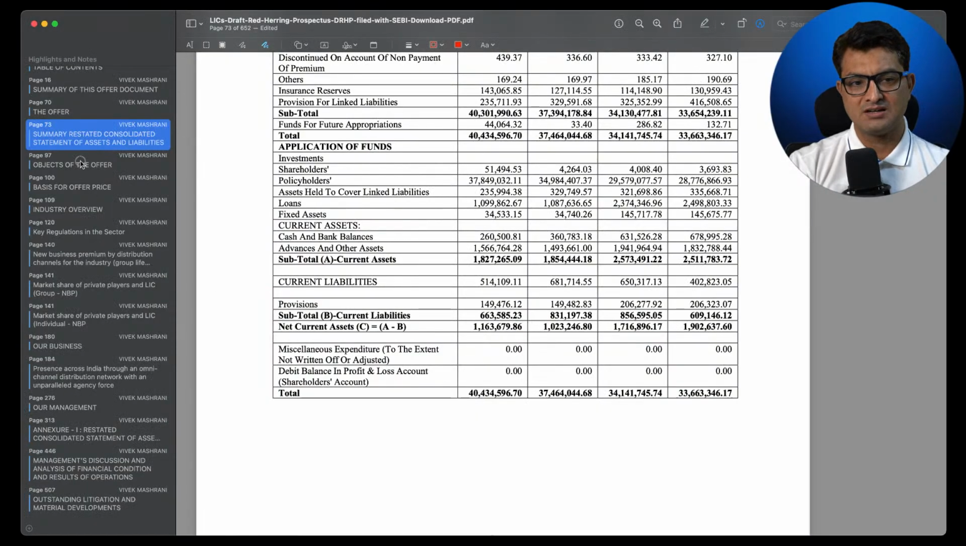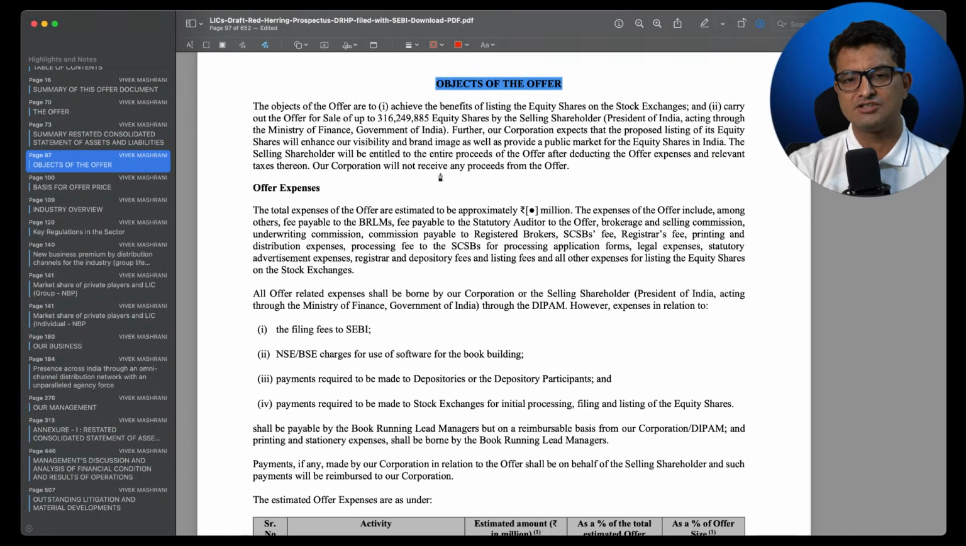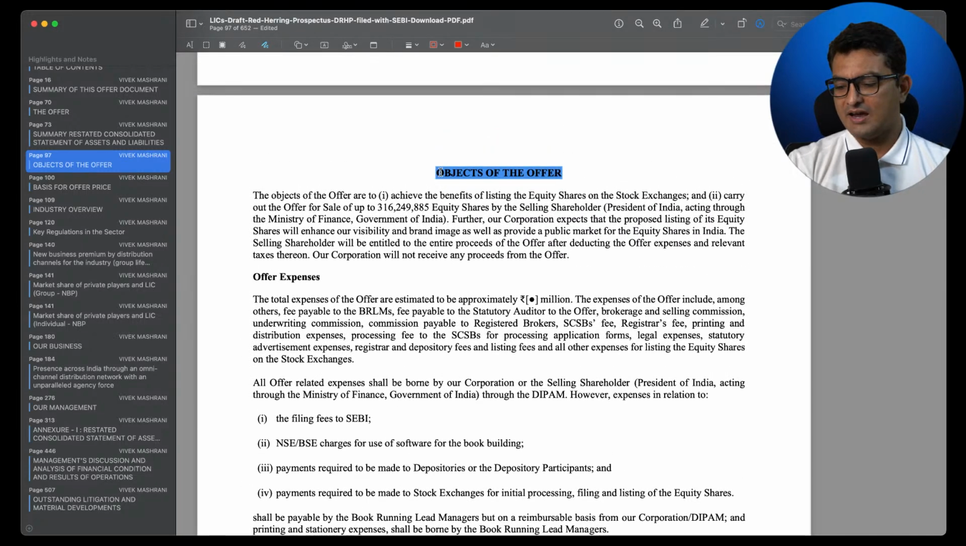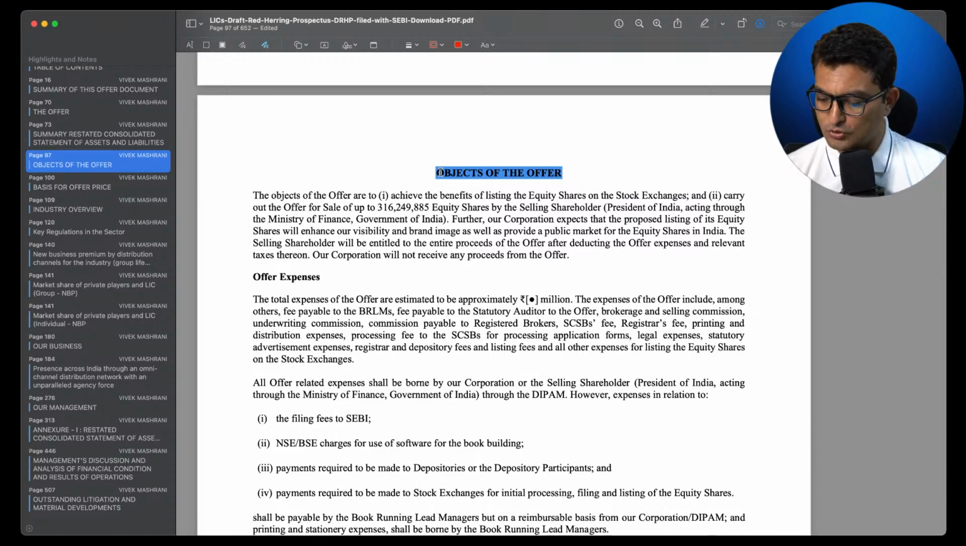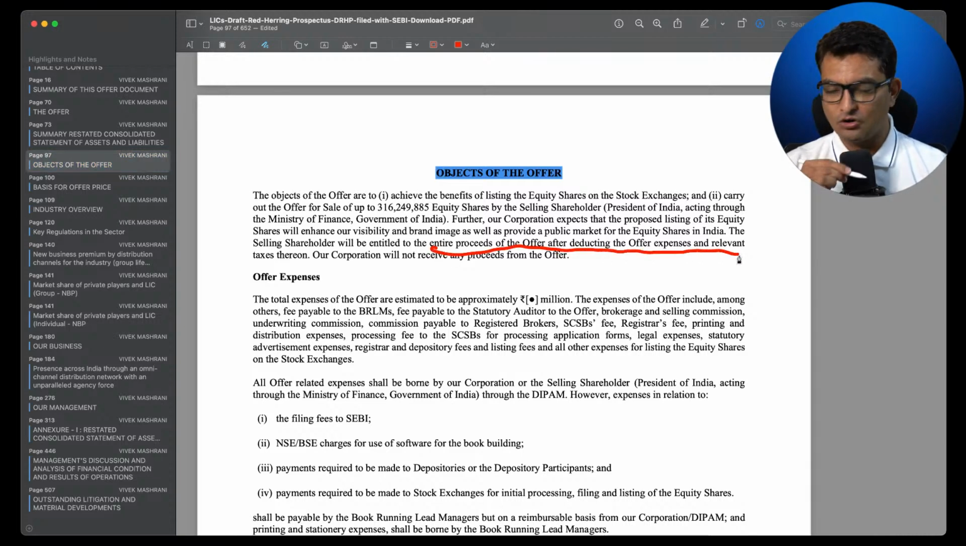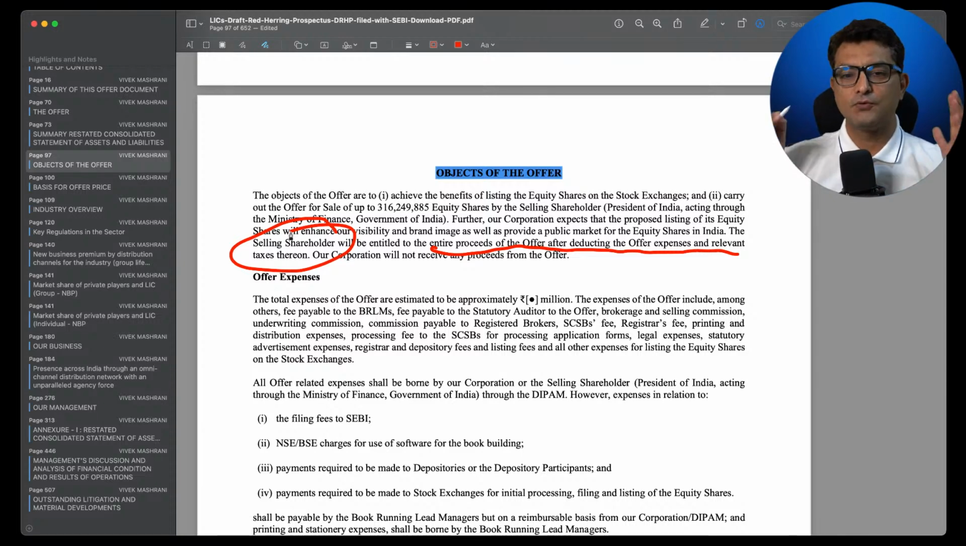If you see, there is a separate section called objects of the offer, and in this section it will say what they are going to do with the money they are getting. So if you see the proposed listing, the entire proceeds of the offer after deducting all the expenses will be going to the selling shareholder, that is the Government of India, who is offloading the shares. It is not going to get used for the future growth of the company. Okay, so are you clear? This is also not a great thing if you think about it.